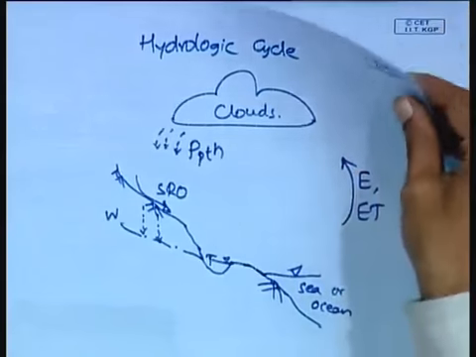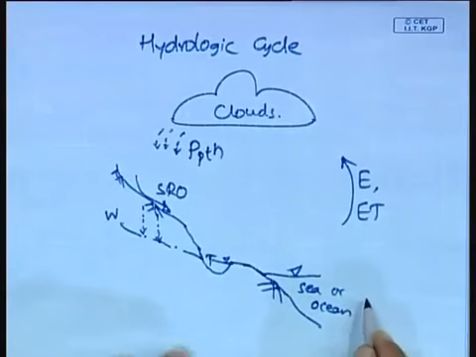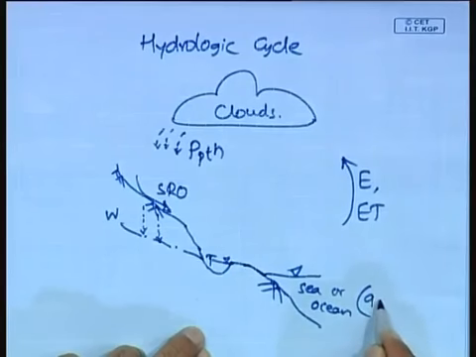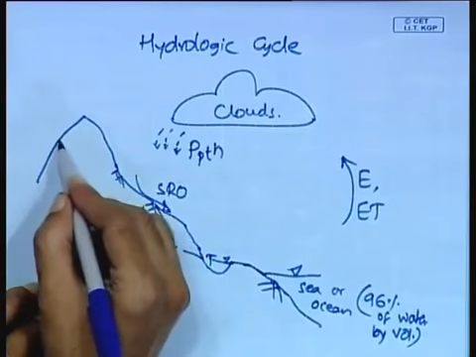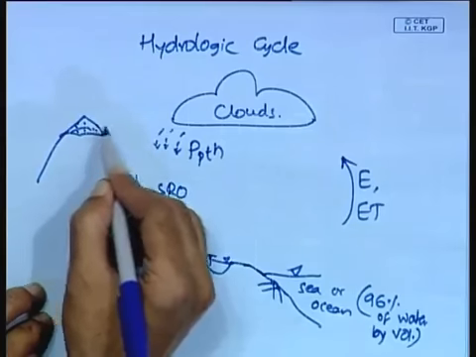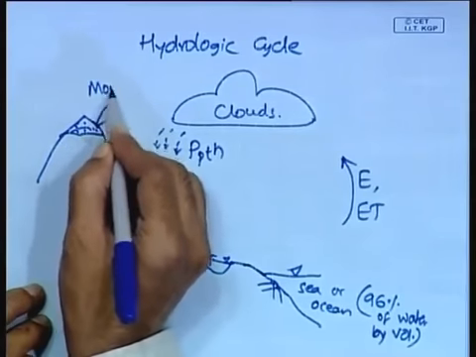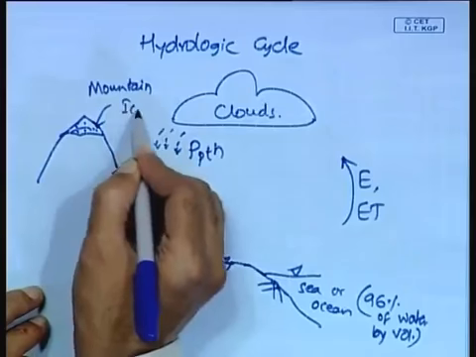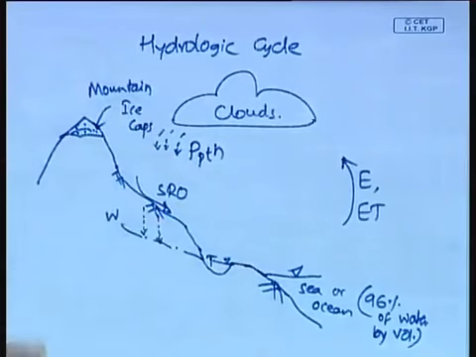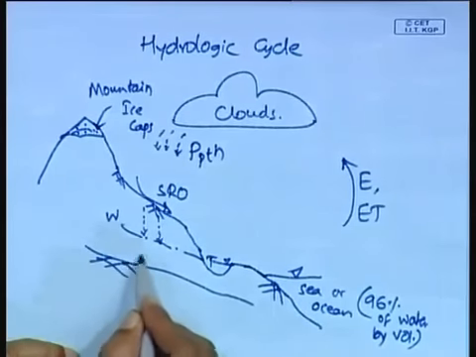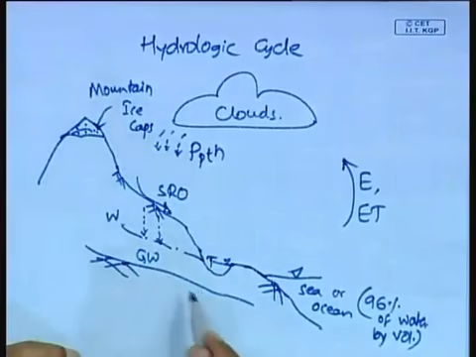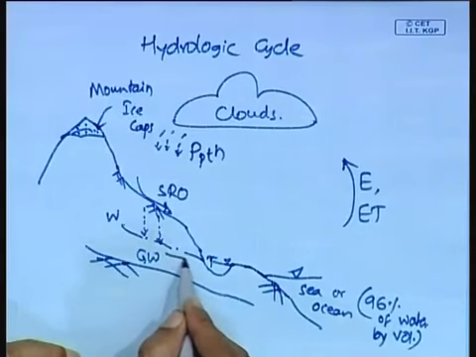And as you can see, this sea or ocean represents almost 96% of water by volume. And of course, here there are the mountain ice caps. And here there is also the groundwater, in confined as well as unconfined aquifers.